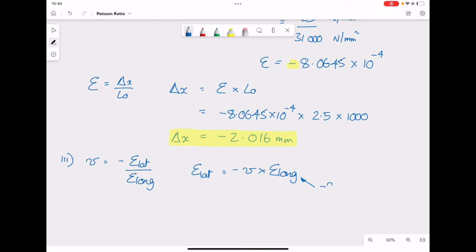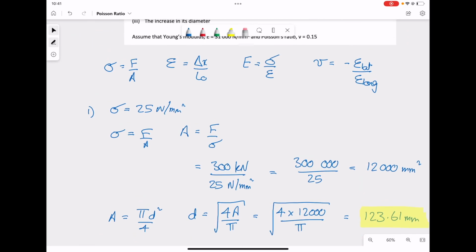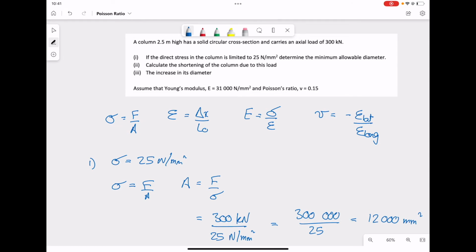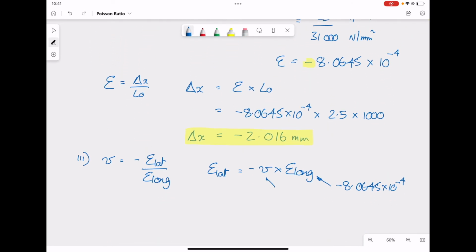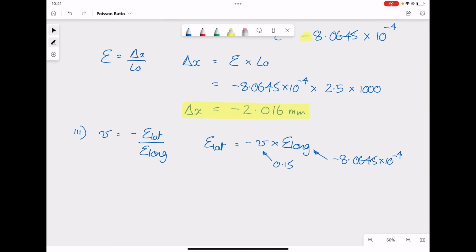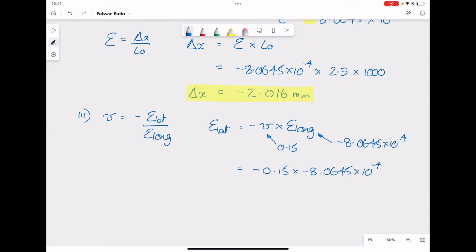So it is a value of minus 8.0645 times 10 to the negative 4. Poisson's ratio, if we look back up at the question, is given at the very end, a value of 0.15. So we can fill Poisson's ratio value in, 0.15, and we can work out what the lateral strain actually is. So minus 0.15 times minus 8.0645 times 10 to the negative 4. Two minus signs cancel out, and we get our lateral strain to be a positive 1.2097 times 10 to the minus 4.